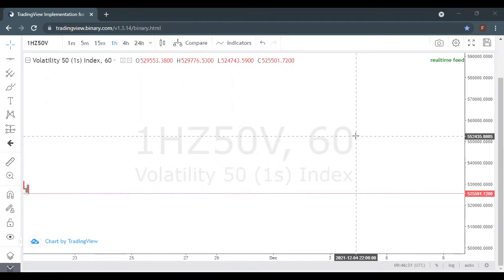Today's session is something different: we are moving on from candlesticks. We are going to be looking into support and resistance.